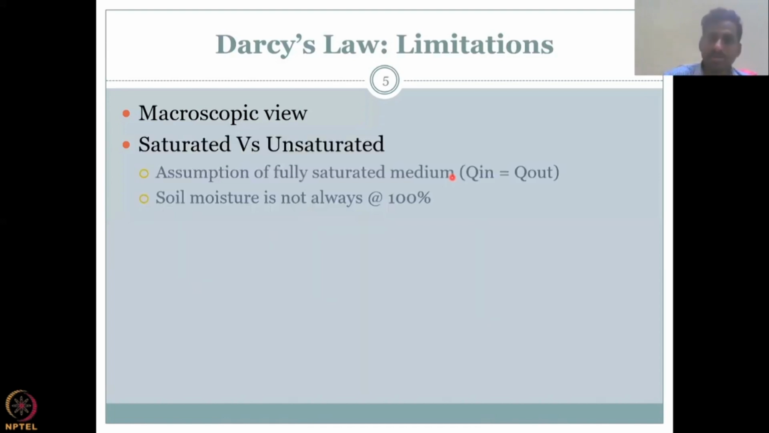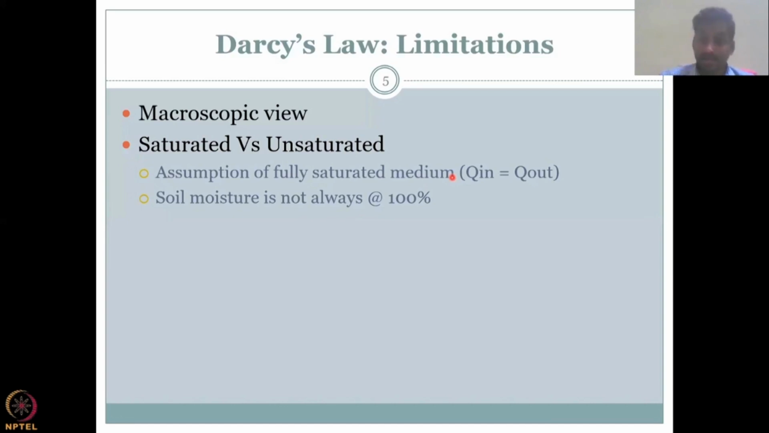Saturated versus unsaturated. The assumption of a fully saturated medium is always held tight in Darcy's law. Any experimental setup for Darcy you see would have the soil medium or the rock or whatever the porous space fully saturated with water. And then the equation is applied. As I said, it can be good for a pipe network. It can be good for fountains and lab assessments. And it has been good in real life scenarios.